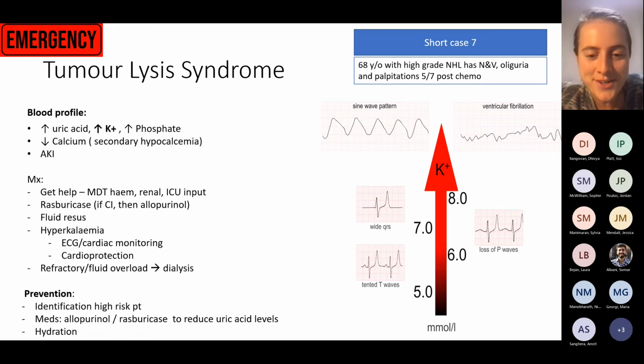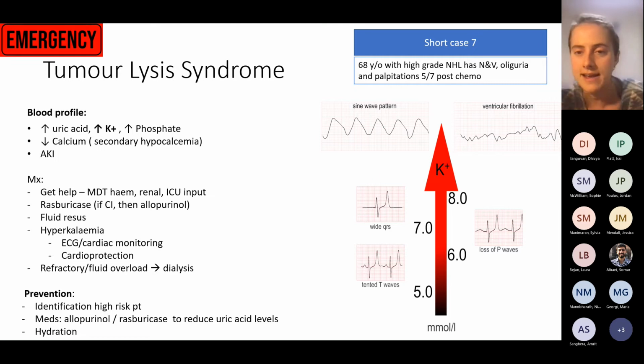Yeah, so I've got another emergency. We're running slightly short of time, but I'll flick through this one quickly. So it's a heme-related one, tumour lysis syndrome. A typical case would be someone shortly after they've had chemo for a highly active cancer.